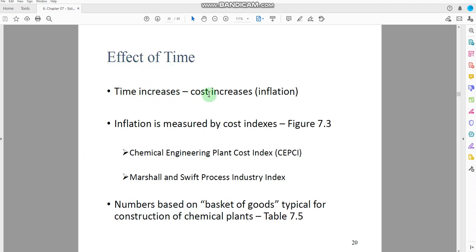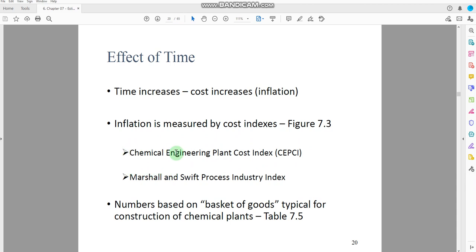Time increases, cost increases. Okay, so we can see that with the increasing number of years, the cost of the equipment increases due to the inflation. Now, how can we handle this inflation here? Inflation is measured by the cost indices. Okay, so we have developed different kinds of cost indexes that can link the inflation with the cost of the equipment. Okay, so there are different cost indexes that we can use.